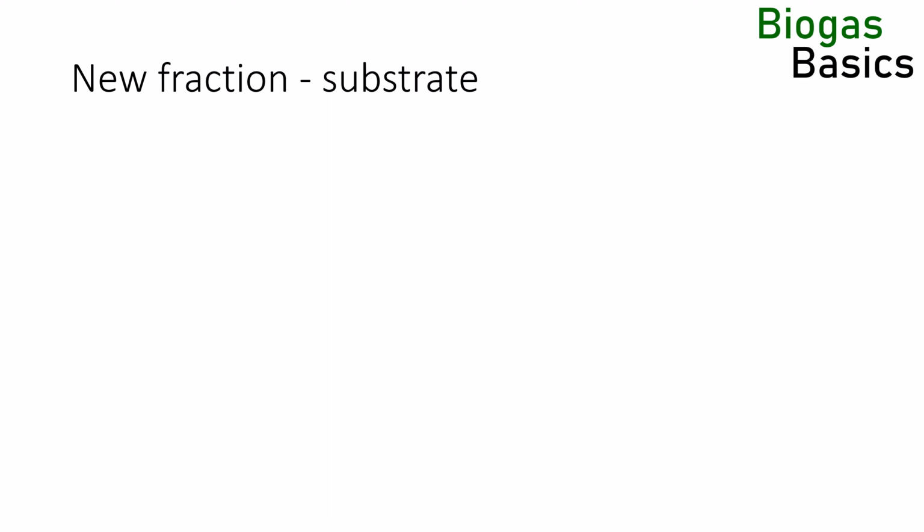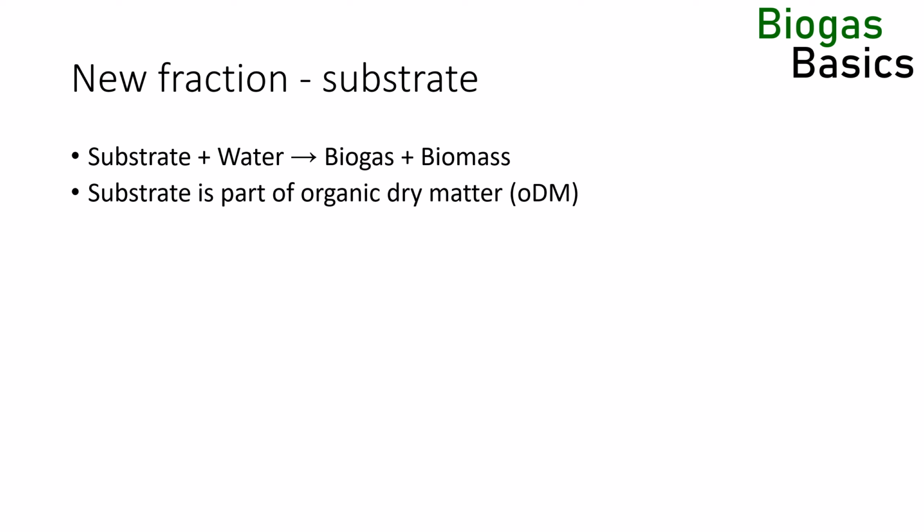Before we start with the mass balance, let's briefly discuss substrate. Earlier, we have defined that substrate plus water is biogas plus biomass. For the purpose of this mass balance, we ignore the biomass formation. Substrate is the part of the organic dry matter that can be converted into biogas. Not all biogas mass comes from organic dry matter. Some comes from water. This part is not covered by the substrate mass. Organic dry matter is substrate plus inert organic dry matter.